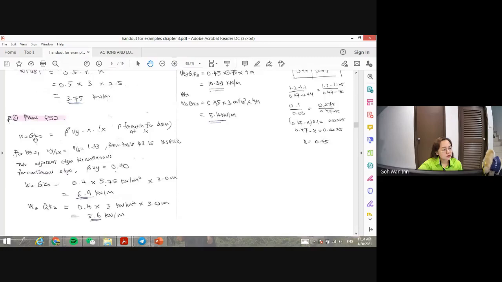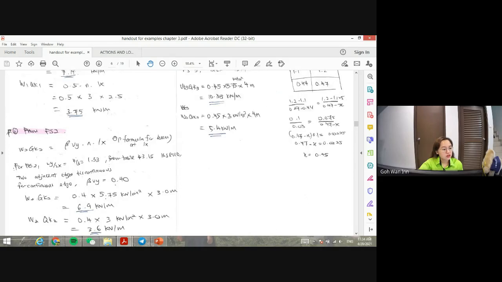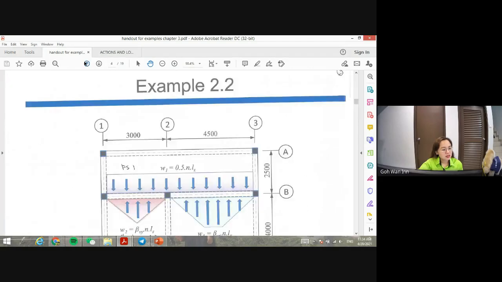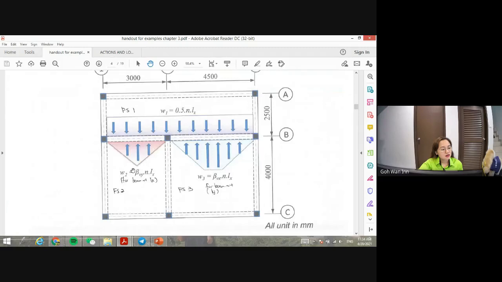For slab number 2, you need to use beta vy times n times Lx. For FS2, Ly over Lx is 1.33. So you refer to table 3.15 that I showed you. It's two adjacent edges discontinuous, because you can see at the slab here, this edge is discontinuous, right? No slab here, and no slab here. So it's two adjacent edges discontinuous.